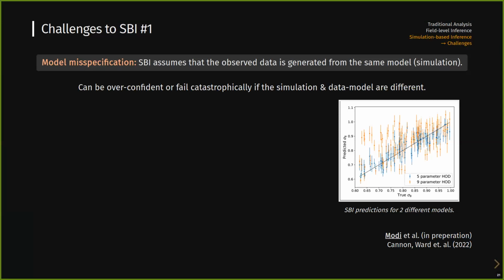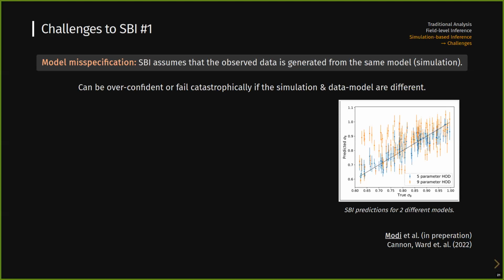What I've done here is I've taken two different ways of populating galaxies in my simulation. They are a 5-parameter HOD model and a 9-parameter HOD model. I have trained my procedure on the 5-parameter HOD model, and I'm trying to predict sigma 8 with that. And if my data comes from the same 5-parameter model, which is shown here in blue points, then my inference seems to be doing all right. If my data comes from the 9-parameter HOD model, then in some parameter regimes I'm doing fine, while in others, I'm doing terribly.